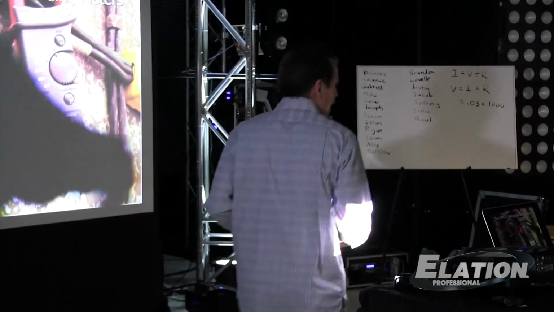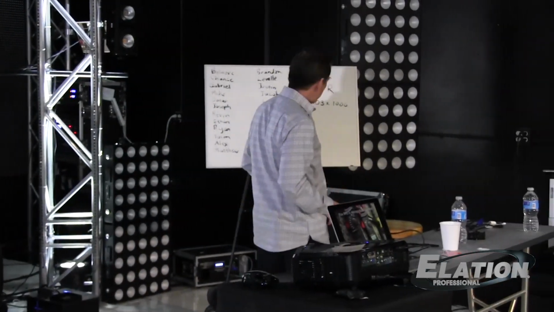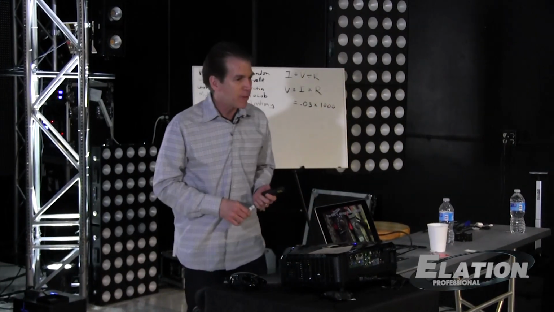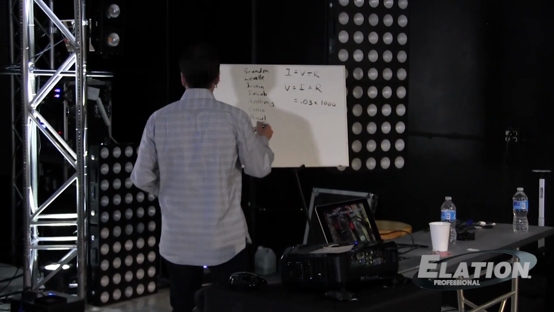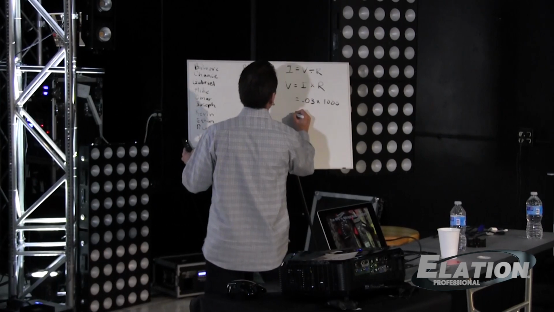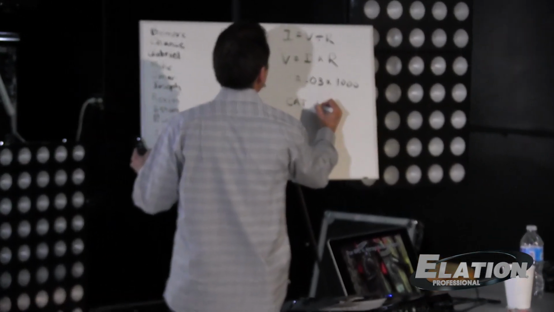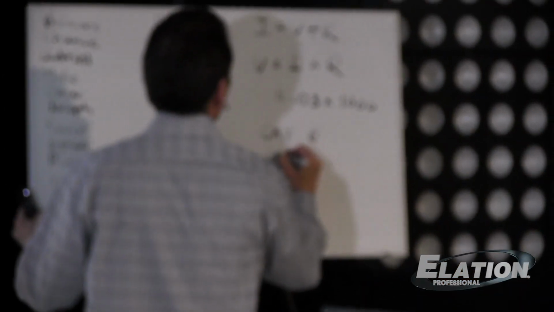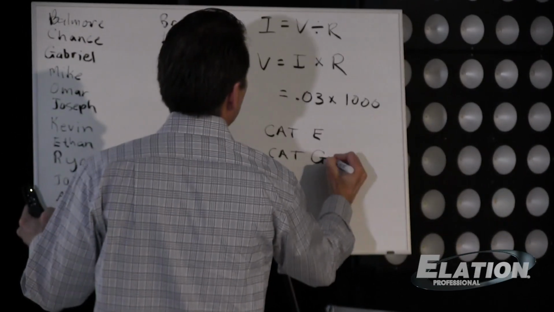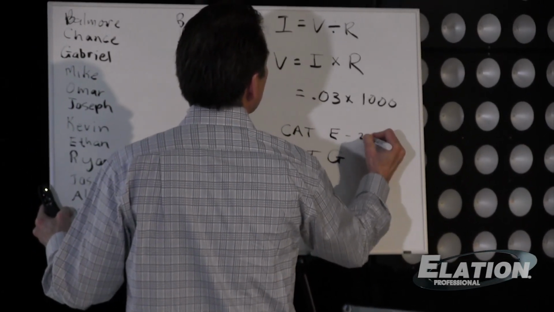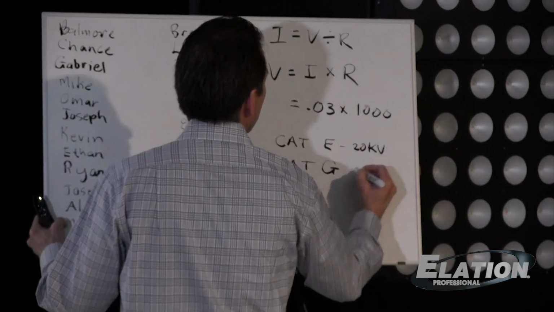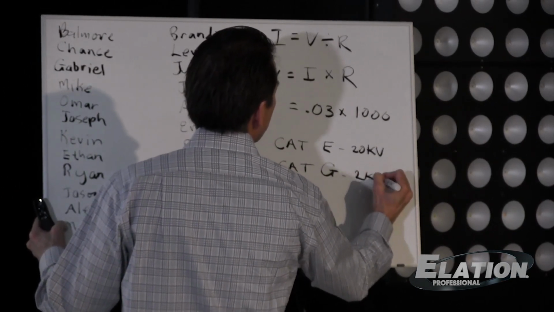So a class, do I have an eraser? Anybody? No. Okay, so you want either a category E or a category G. A category E is good for 20,000 volts. A category G is good for 2,000 volts.